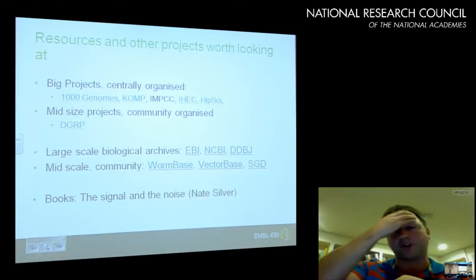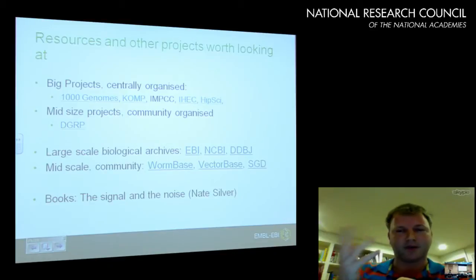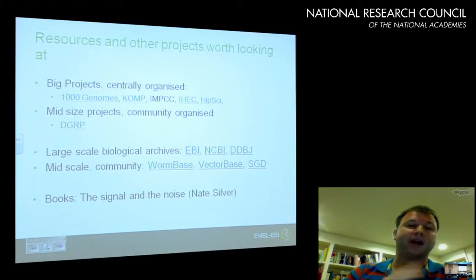I wanted to put a structural genomics project into the mid-sized project, but I didn't manage to find the right URL. And then if you haven't read this book, I would really recommend The Signal and the Noise from Nate Silver. It's a very nice book, very accessible if you're not computational, but if you are computational, like myself, it reaffirmed to me why Bayesian models are good and worth reading.